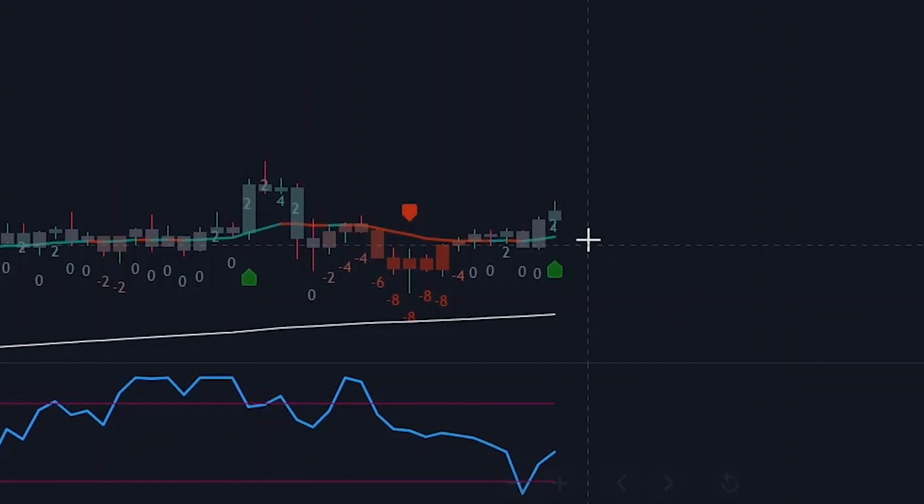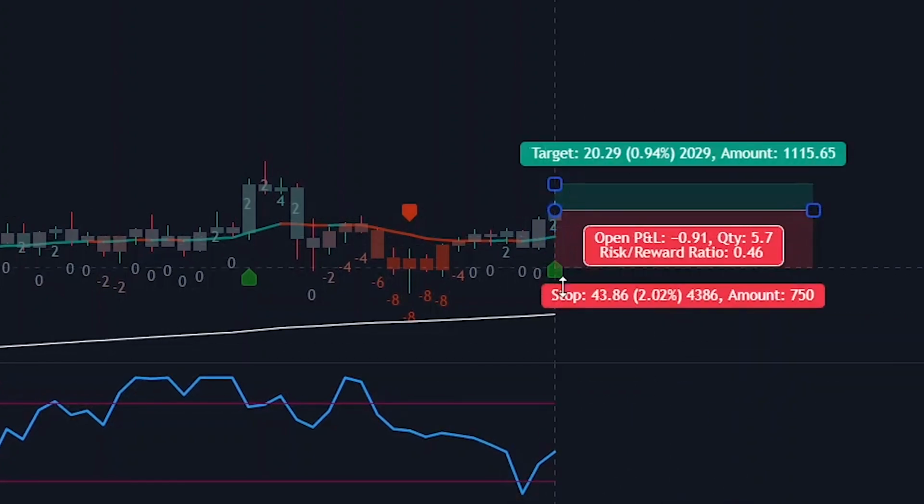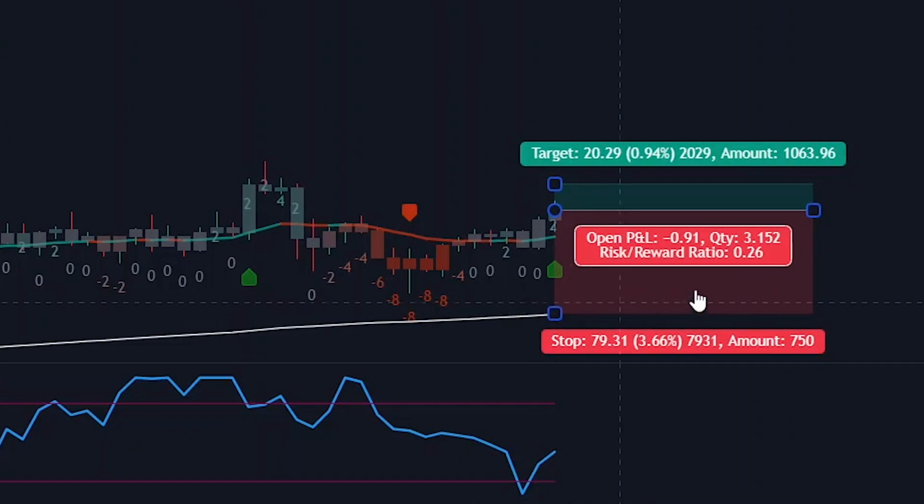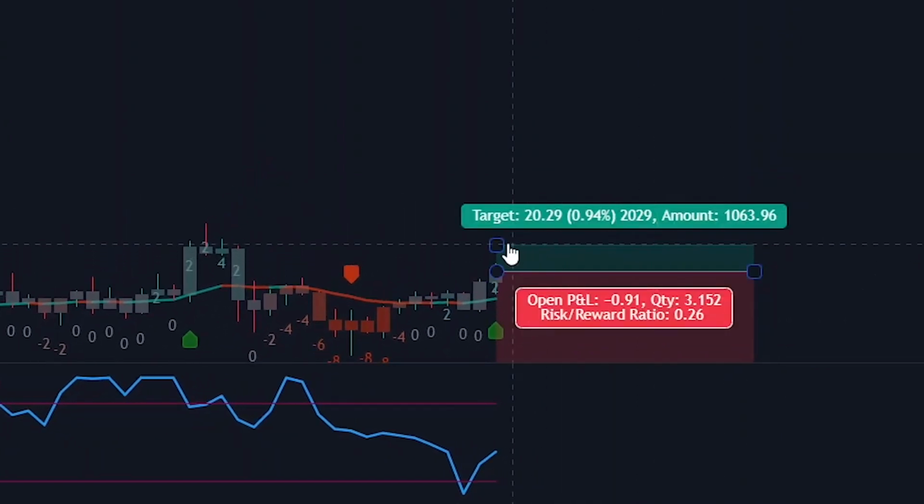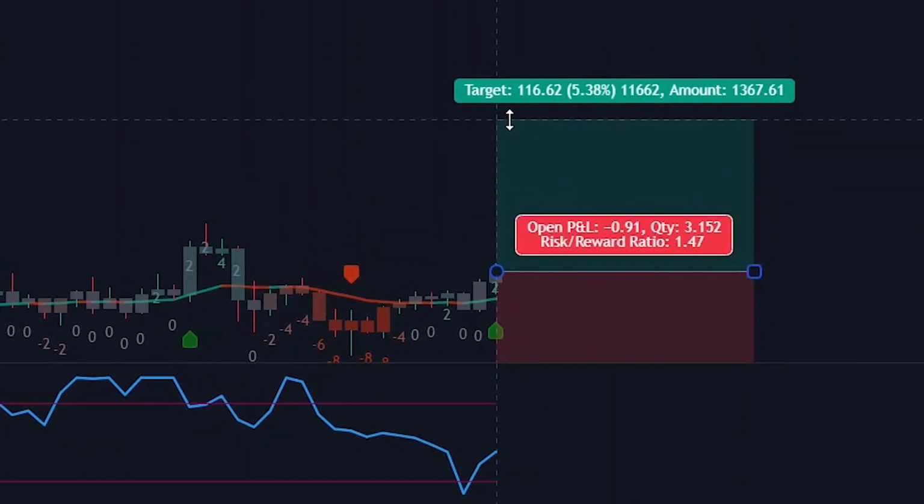With all three conditions met, we can enter a long trade. Once again, we will set our stop loss to the EMA line. And our take profit will be set to 1.5 risk to reward ratio.